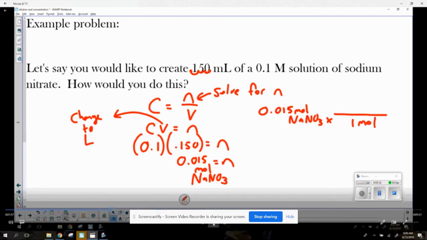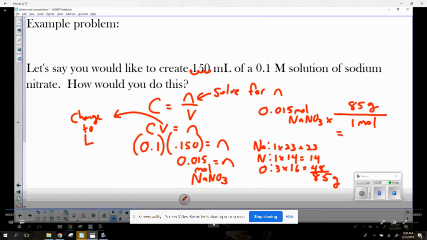I do this by the conversion factor of the molar mass. So I pick up my molar mass, which is sodium, nitrogen, oxygen, for a molar mass of 85 grams per every mole. So multiply the moles by 85 grams per mole, and it equals about 1.3 grams of sodium nitrate in 150 milliliters of water. So that's how we can use that.